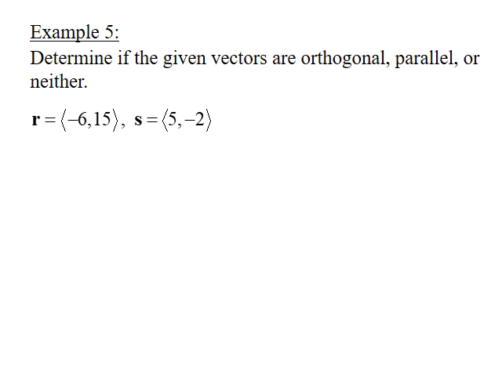Okay, so in this case, if you want to find the dot product, you should end up with a dot product of -60. Well, this is not equal to 0, so it is not orthogonal. So you must go on to find out if they're parallel or not.